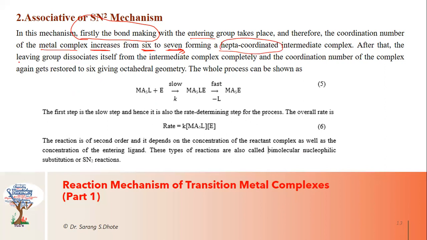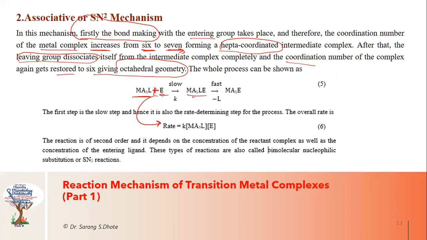फिर after that, leaving group जो है dissociate हो जाएगा. And again, complexes having retained their coordination number 6 and geometry जो है वो restore हो जाएगा. That is octahedral. एक example देखो. MA5L. पहले incoming group attach होगा. Again this process is very slow, so that this is a rate determination step.